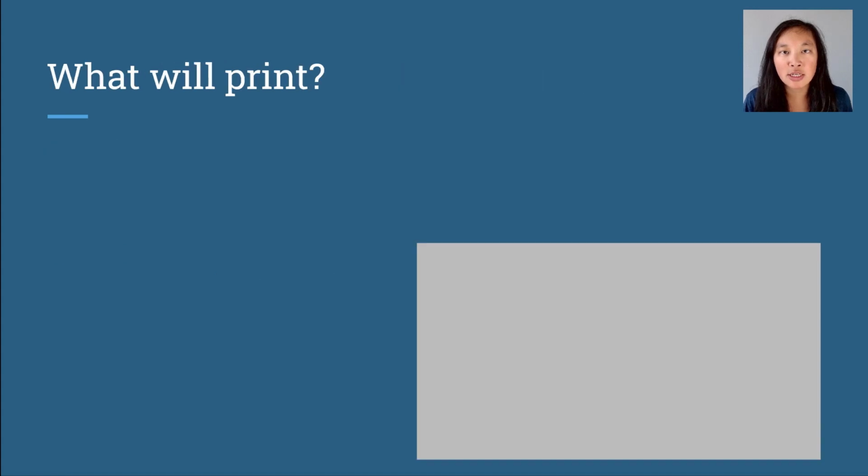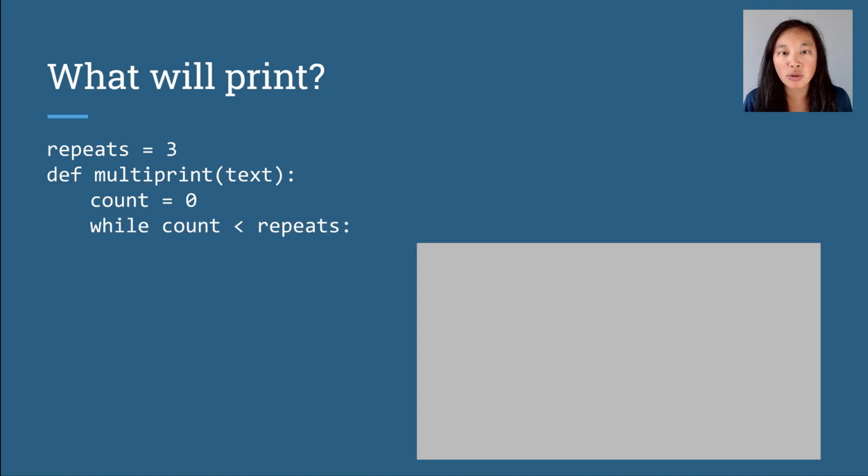Let's look at another example. Let's say we have a variable repeats with the value 3. We then define a function called multiprint that takes in a parameter text. We then do count equals 0, while count is less than repeats, print text, and then increment count. What will happen when we print repeats? Well, repeats is the variable defined outside of the function, so 3 is going to print out.